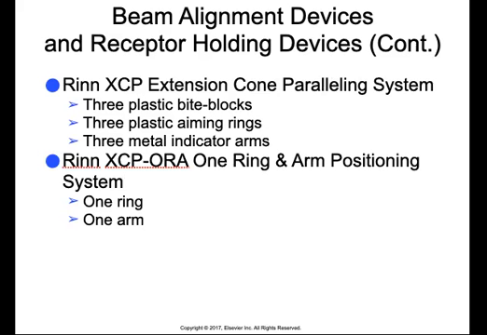This is just three plastic bite blocks. It comes with three different bite blocks, three different plastic aiming rings, and three different metal indicating arms. None of these can be interchanged with each other. The type of indicator arm goes with a certain bite block, which goes with a certain aiming ring, so you can't interchange any of them. They're all in a color-coded system, and they all have to use the same color.